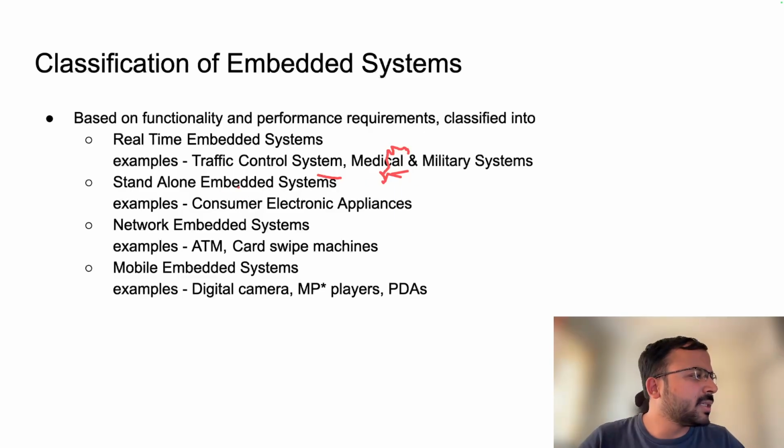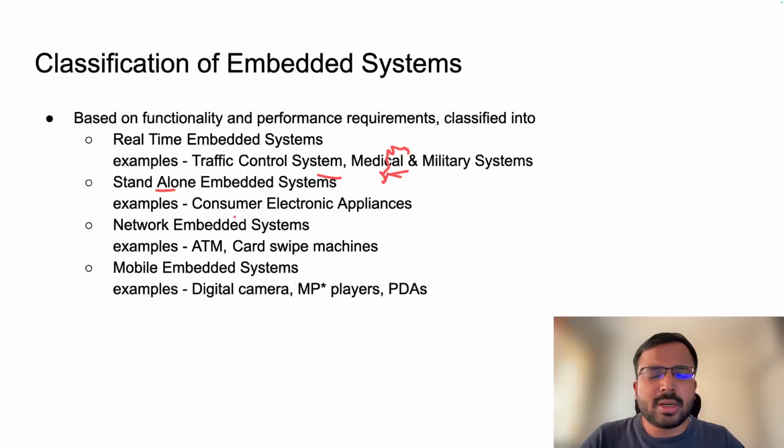Now the next example is your standalone embedded systems. You design a specific embedded system and it can work independently without being on any network or without any external input. For example, your refrigerators, you just switch it on, your washing machines, your air conditioners. You just need a switch and it will work. Those are basic examples, your consumer electronic appliances.